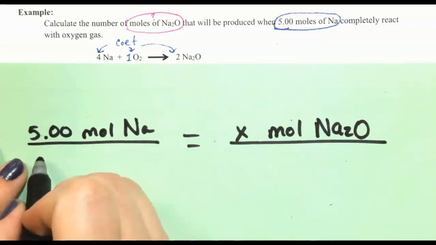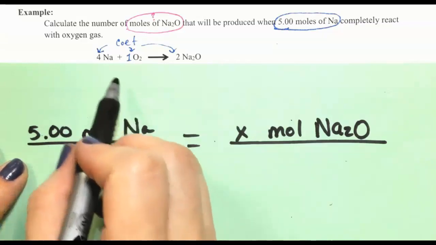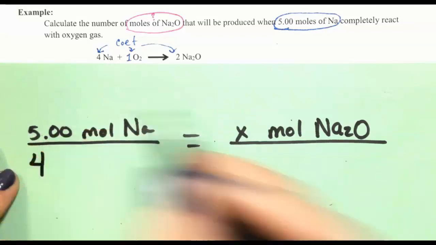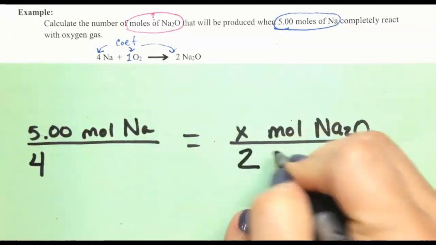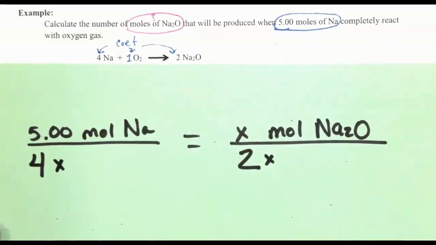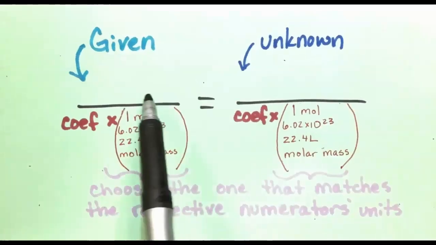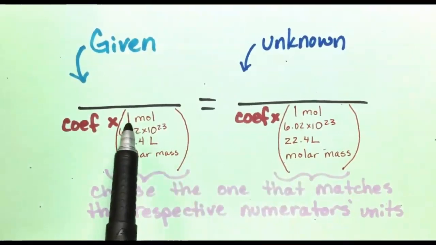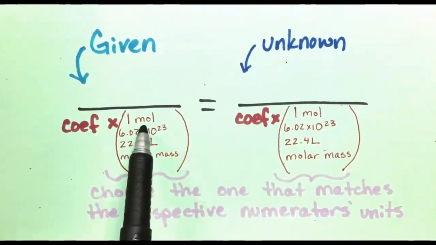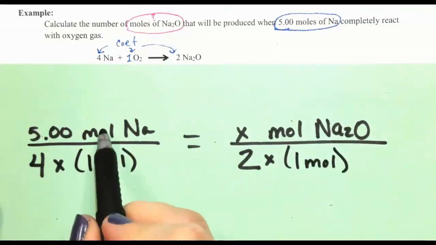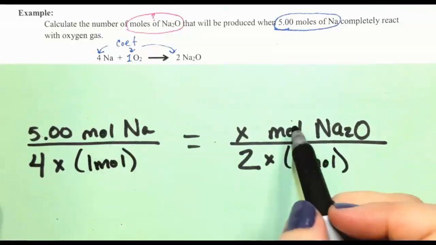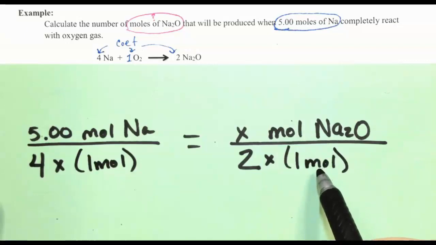So first let's put our coefficient. Sodium has a coefficient of 4, and sodium oxide has a coefficient of 2, times. Since we have moles in the numerators, we want to choose 1 mole to be in the parentheses at the bottom. And that's going to be for both of them, because that's mole, so we'll put 1 mole here, and because that says mole, we're going to put 1 mole here.